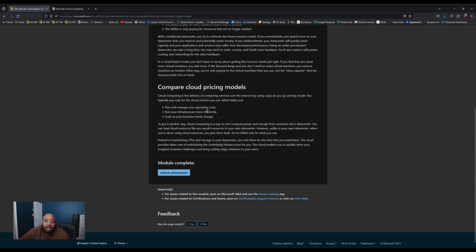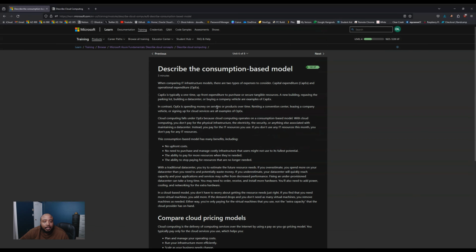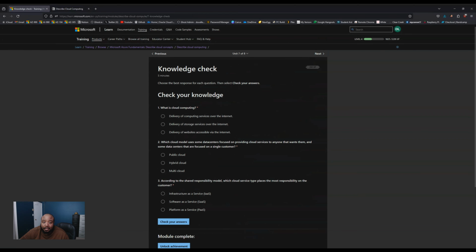Cloud computing is the delivery of computing services over the internet by using a pay-as-you-go pricing model. You typically pay only for the cloud service you use, which helps you plan and manage your operating costs, run your infrastructure more efficiently, and scale as your business needs change. To put it another way, cloud computing is a way to rent compute power and storage from someone else's data center. So that's pretty much that.